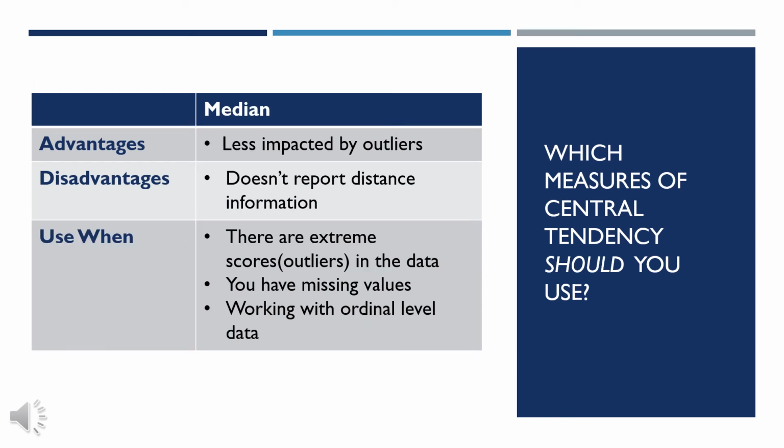Next, let's look at the median. An advantage to the median is that it's less impacted by outliers or extreme scores than the mean. A disadvantage is that it doesn't report distance information, since there are not necessarily fixed or equal distances between the values. It's a good idea to report the median as a measure of central tendency if you're working with data sets that have extreme values, if you have missing values, or if you're working with ordinal level data.